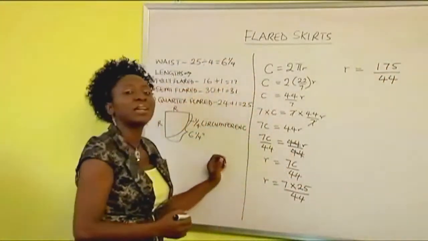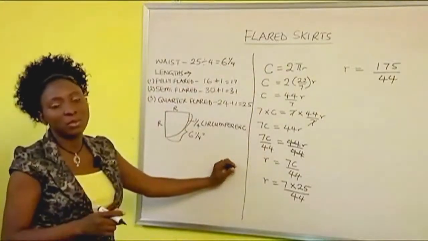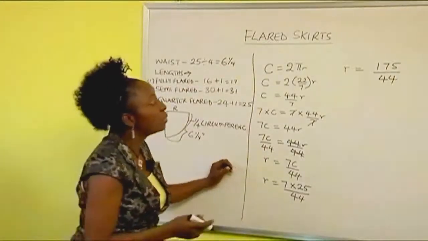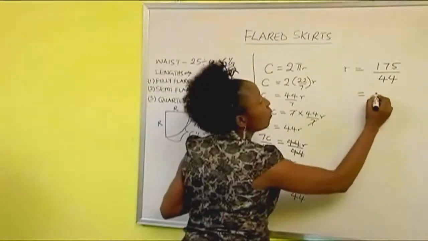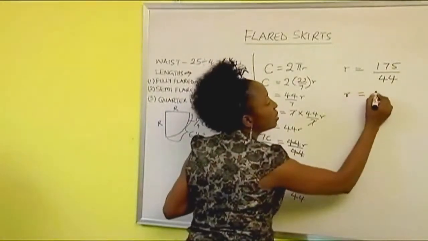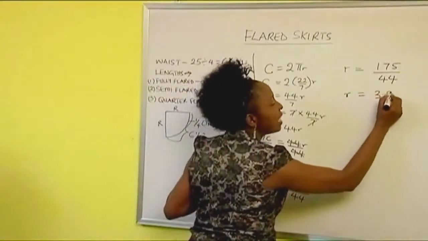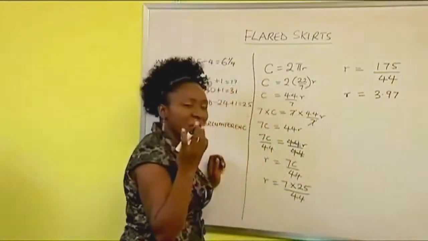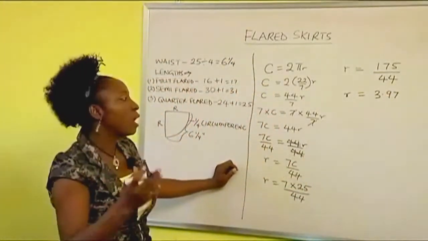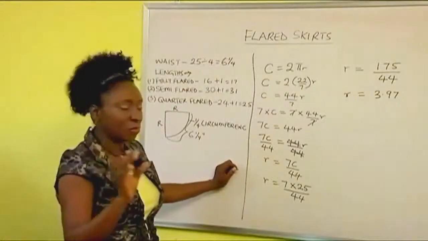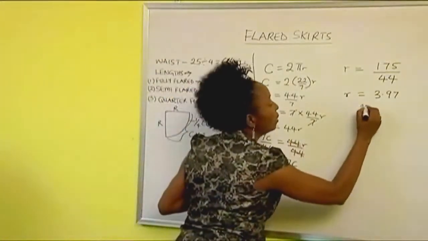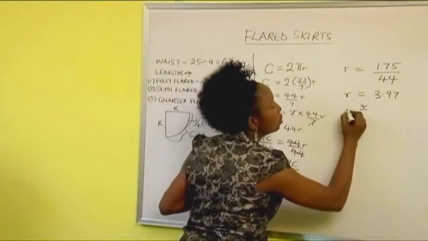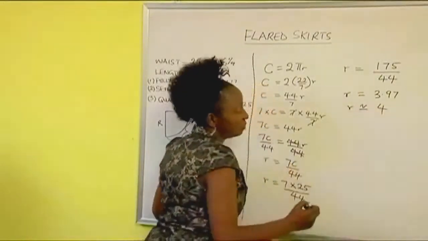Now just take a minute and try to calculate that with your calculator or with your phone. And that will give us r equals 3.97. You can see it's very, very close to 4. So I'm going to just approximate it to 4 inches. That will be approximated to 4.